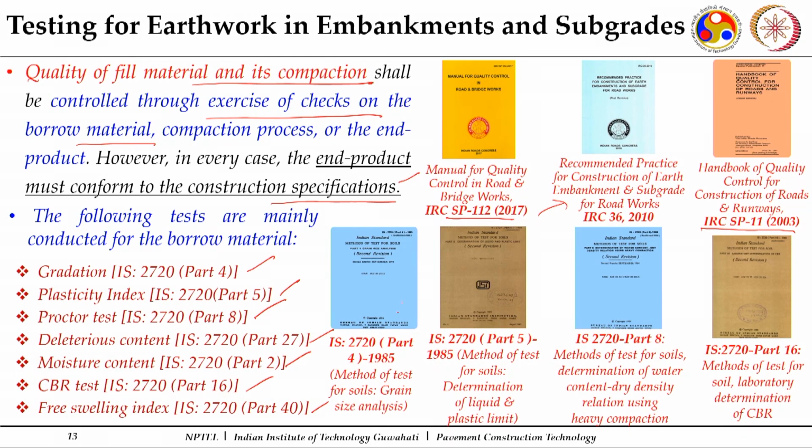And then we have the individual IS coded guidelines, the IS 2720 parts. This part 4 is for the grain size distribution, part 5 is for determination of liquid limit and plastic limit, part 8 is for the determination of the moisture content and dry density, and IS 2720 part 16 is for the determination of the CBR.